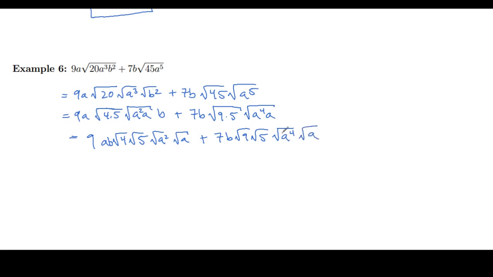You know, a lot of these steps, you're going to get used to them, and you can kind of skip them. So this root 20, you probably could actually just jump right to this, okay? Or when you write it as 4 times 5, you could immediately write that as 2 root 5, which is what we're going to get in this next step here. So we'll have 9ab, 2 root 5, and then square root of a squared is a, and square root of a we'll leave alone, and 7b times 3 root 5, a to the 4th.